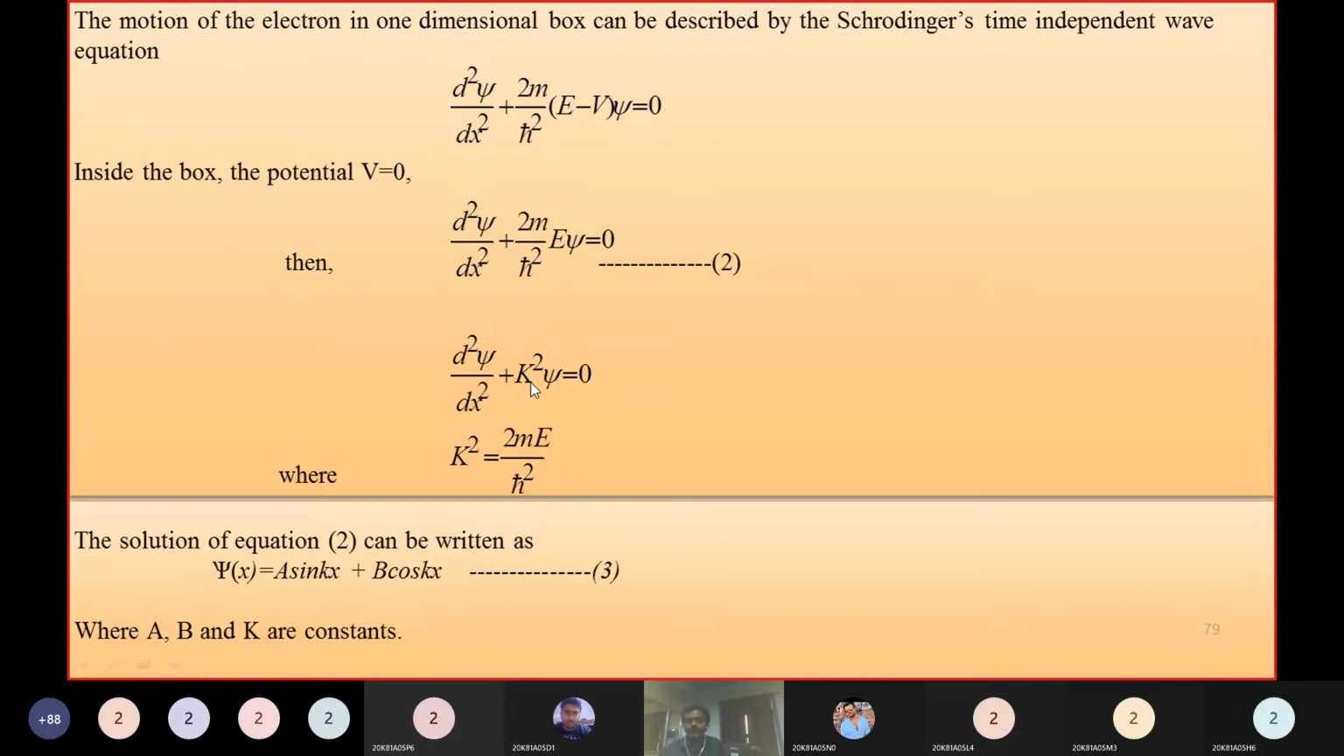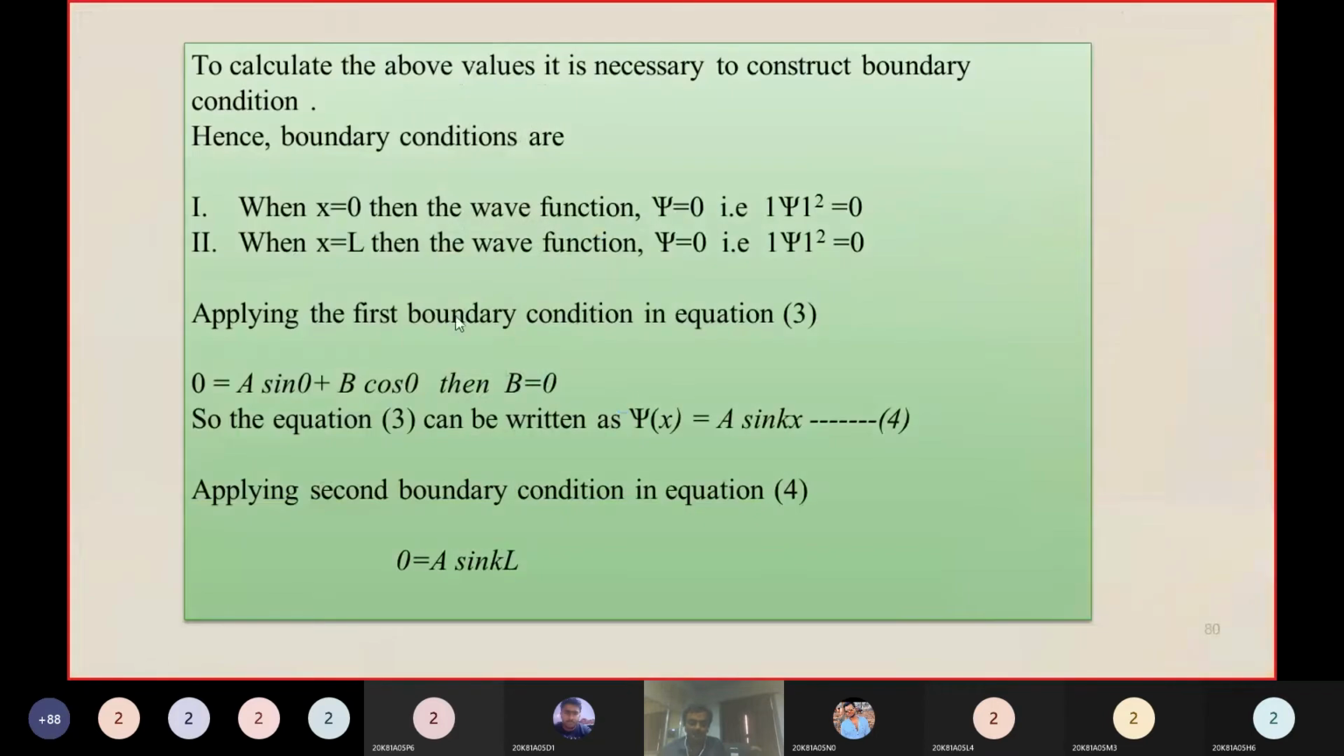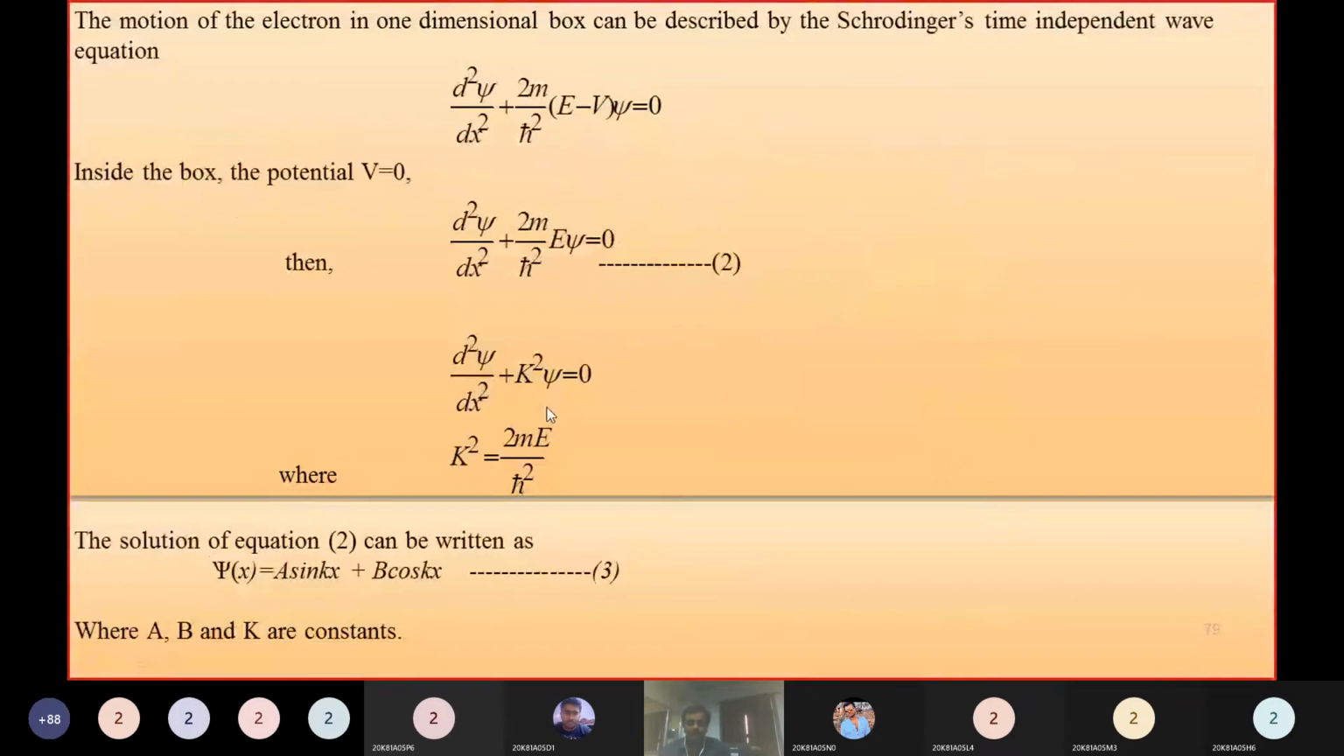K square. Here, energy depends on the state. We don't know which state the electron is in, so initially we are taking it as a constant. That's why we take 2mE by h cross square equal to k square. Now, this is the one differential equation, where k square equals 2mE by h cross square.